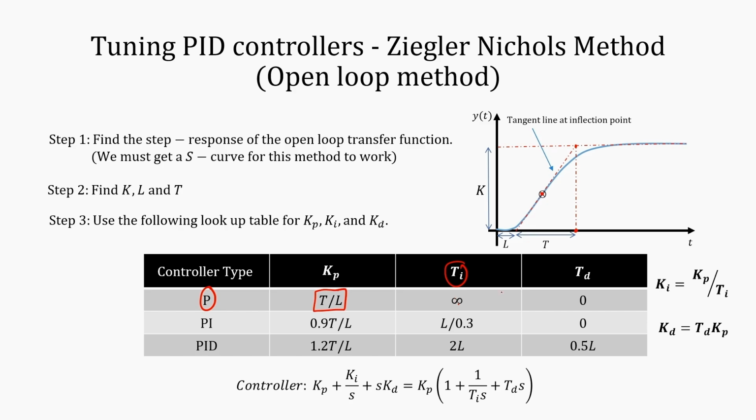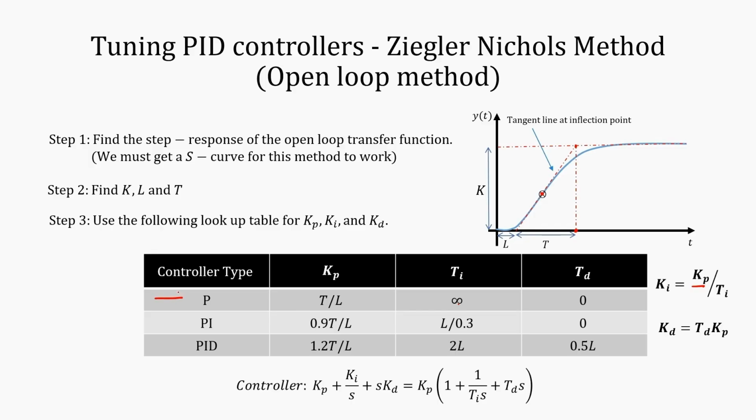Now, why am I finding Ti? Because Ki is equal to Kp by Ti. So, if Ti is infinity, Ki is 0, and if Td is 0, you see Kd is Td into Kp, then Kd is also 0. So, that is why this is a P controller.